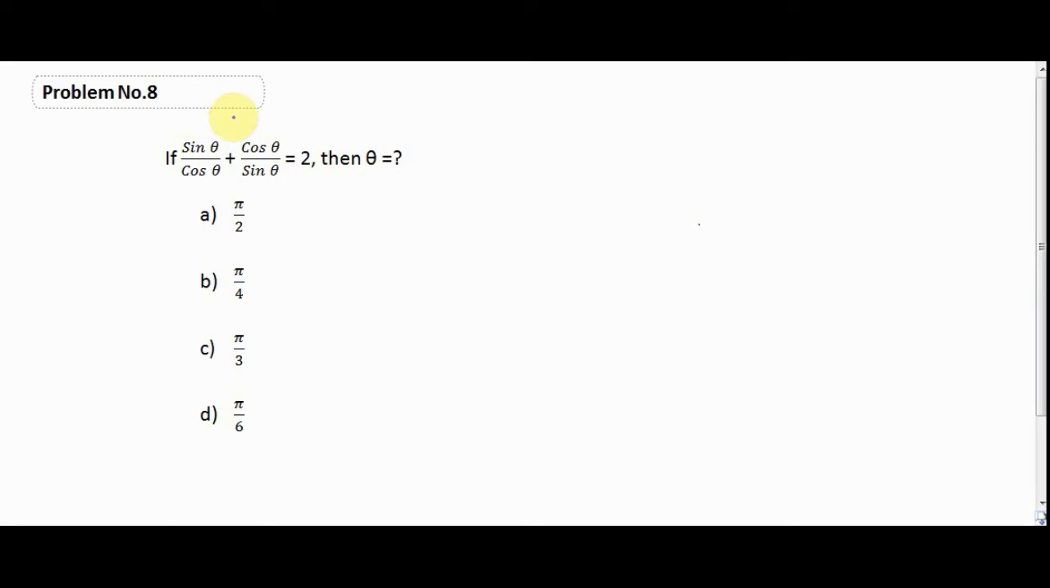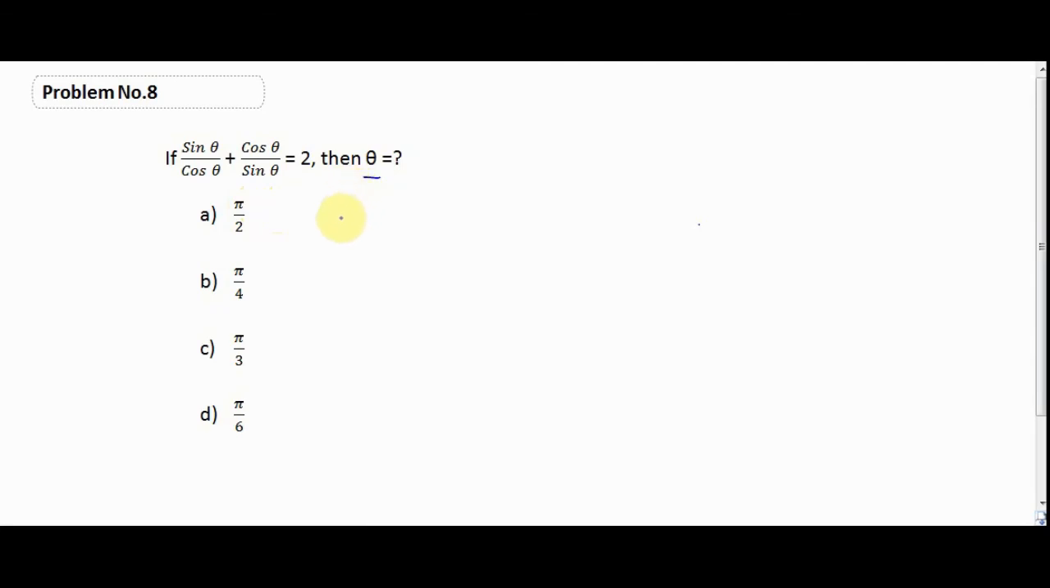Okay, problem number 8. If sin theta by cos theta plus cos theta by sin theta is equal to 2, then theta is equal to. We are asked to calculate the value of theta for which this expression is valid. You may try this by yourself. Please pause the video and try to solve this.